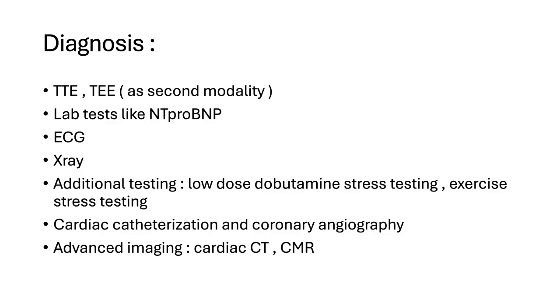Cardiac catheterization and coronary angiography can be used. Coronary angiography is for detection of myocardial ischemia or coronary ischemia, and advanced imaging like cardiac MR or cardiac CT can detect the presence of fibrosis and inflammatory conditions affecting the heart.